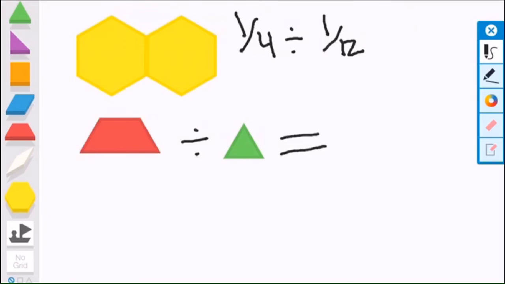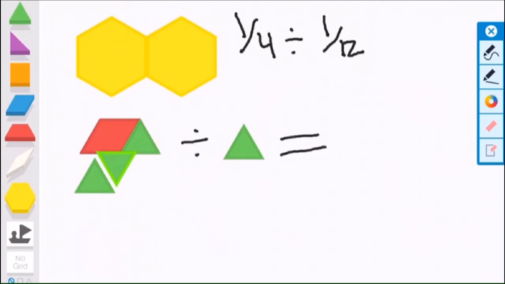So what we can do to try to figure out how many triangles go into 1 trapezoid is take our triangles and try filling in our trapezoid. You can see that 1 trapezoid is equal to 3 triangles. 1, 2, 3. So we can say that our answer is going to be 3.